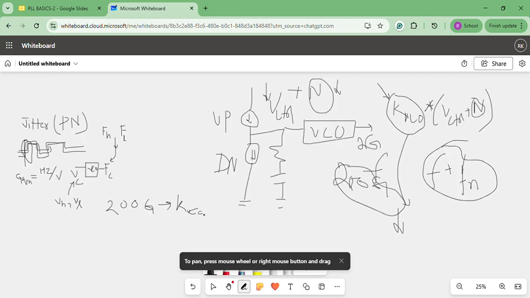As I told, if we increase KVCO, noise will come into the picture. More noise will get added to the output frequency, which is again unwanted or undesired. And higher KVCO will give more jitter. As I told, jitter will introduce some unwanted or undesired frequency, which will create more frequency shaking. That's why we cannot generate a very high frequency from a PLL.